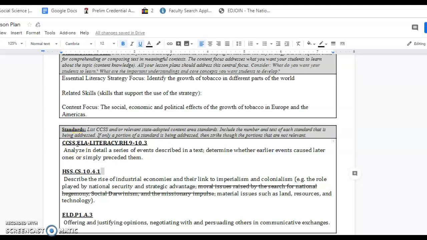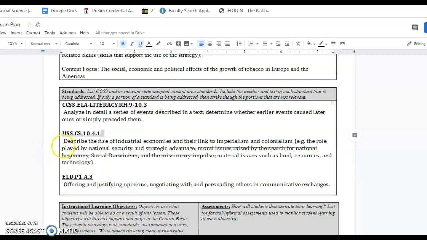Specifically, our ELA literacy standard is to analyze in detail a series of events described in the text, determine whether earlier events caused later ones, or simply preceded them. So here, obviously, for our social science or history, we have a lot of cause and effect relationships, so that's why we went with this standard here.